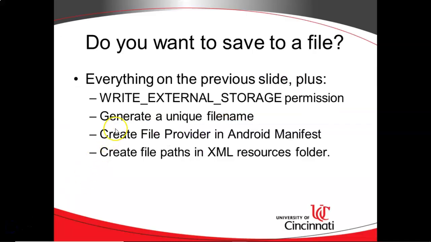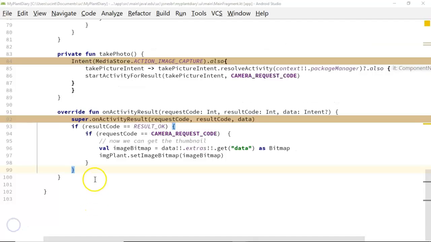But before I do anything in there, let's just take a quick status check of where we are. We've added the right external storage permission. We've created the file provider in the Android manifest. And we've created file paths in the XML resources folder. The next thing that we want to work on is generating a unique file name. Think to yourself for a moment, how would you generate a file name that is always going to be unique? One common approach is to use a timestamp, so let's go with that.